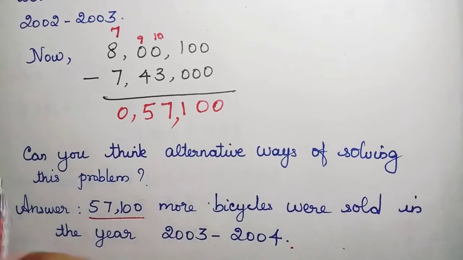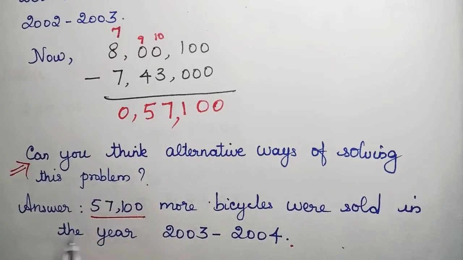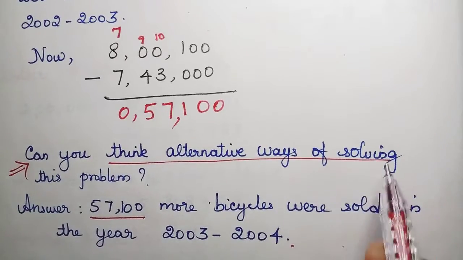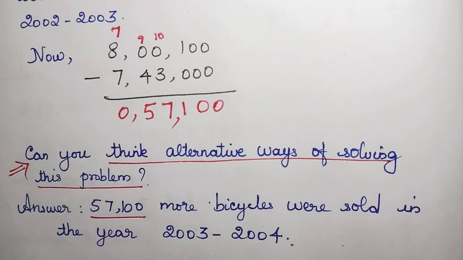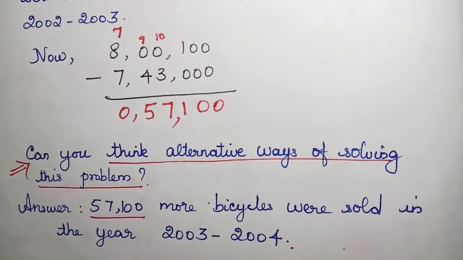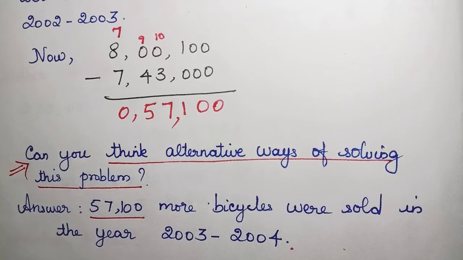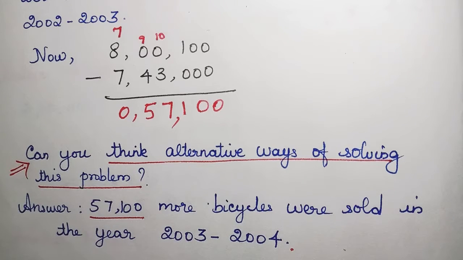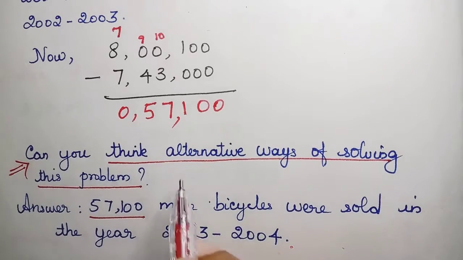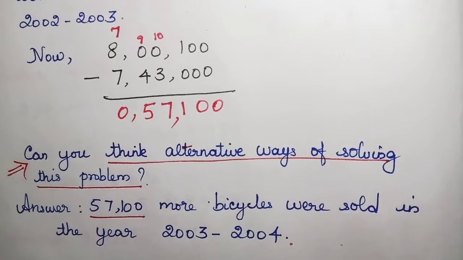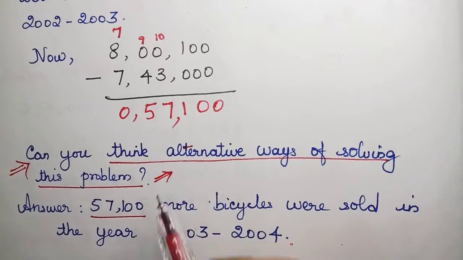This is a task given for you. Can you think of any alternative way of solving this problem? In addition, we found a few other methods, right? By adding both the lakhs, you got some value, and adding both thousands, you got some value. Adding both hundreds, you get a value. The remaining part, when you add, you get a value. Then you add all together. In the same way, can you find any alternative way? Think about that.